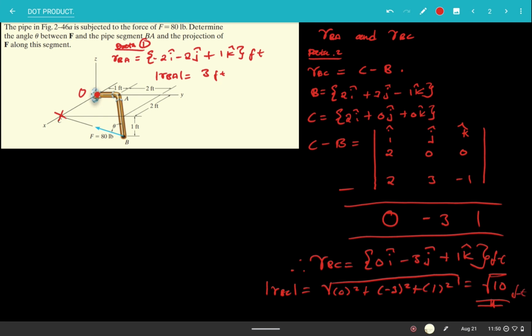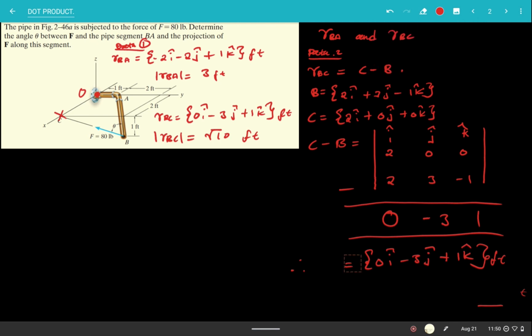Alright, so now that we have that information, we can also put it somewhere. So I'll say, I'm now having my RBC, and my RBC is 0 in the I, minus 3 in the J, plus 1 in the K. And I'm having my magnitude of RBC to be equivalent to the root of what? 10. And all these are in feet. Alright, now, why were we doing this? Let me erase this.